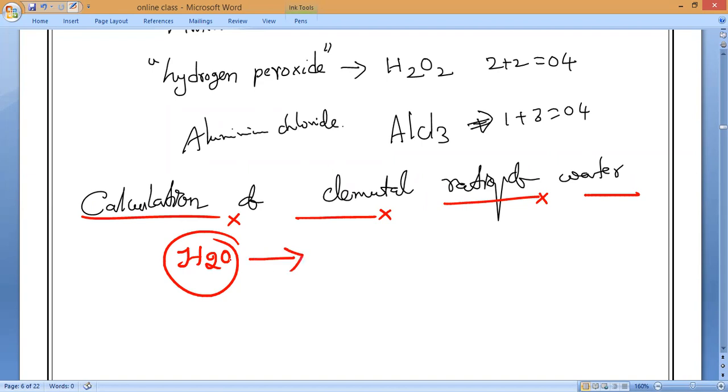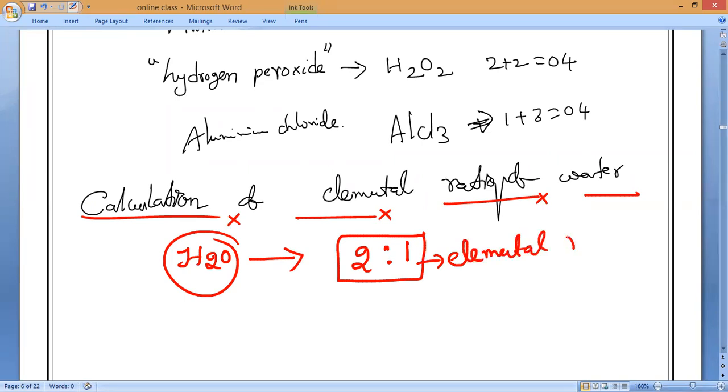H2O. H2O means how many hydrogens are there? 2 hydrogens, and what about the oxygen? 1. So that is a ratio, the elemental ratio. What is the elemental ratio of water? Elemental ratio of water is 2:1.